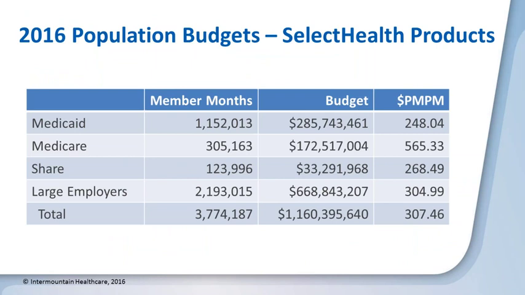This is what we've done so far. So these are all Select Health products to this point, again, hoping to engage with other payers. But you can see our Medicaid product, our Medicare product, and our Share product. Those are the 3 products for which we have activated the physician payment model. We've also moved the financial accountability for the Select Health fully insured large employer block of business to the delivery system. So you'll divide those member months by 12 to get the total number of members. It's over 300,000 lives and over $1 billion of medical expense budget for which the delivery system is now accountable.